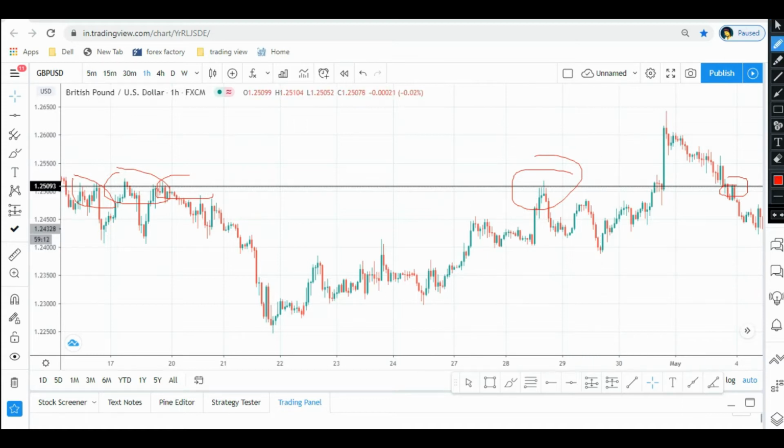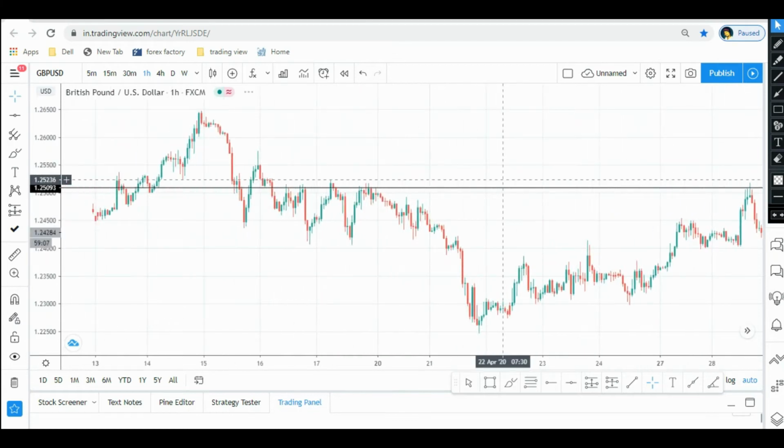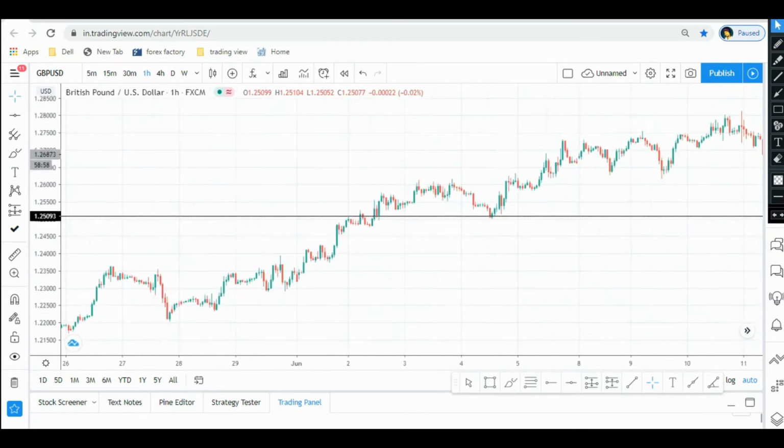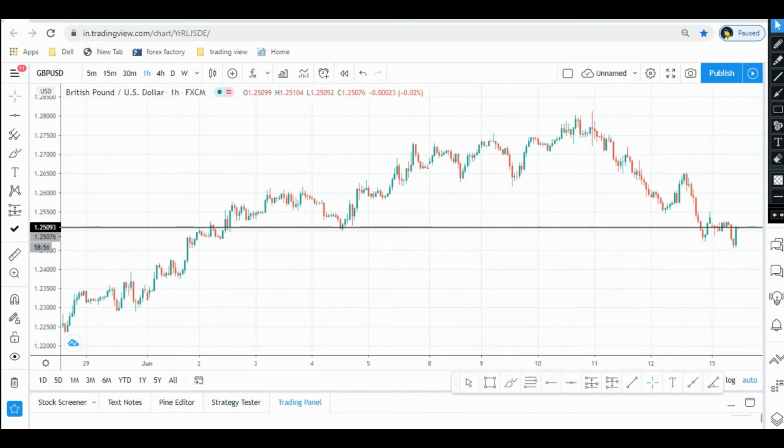Let me delete all the circles. You see here also, here also. So this particular area is a very strong resistance zone. This is the reason I placed a sell order in this particular area. So what will be my take profit? I will simply keep my take profit until this area.